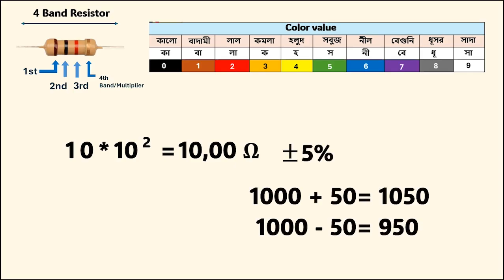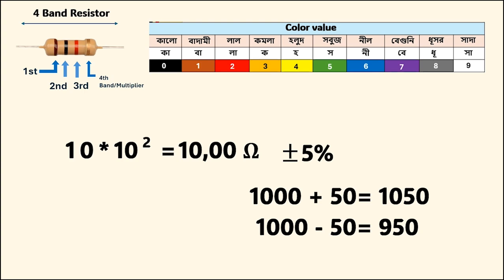Then 5% of 1000 is 50. So if 50 is subtracted from 1000, then the value will be 950 ohm. And if 50 is added, then the value will be 1050 ohm. Then the value of this resistor will be between 950 and 1050.